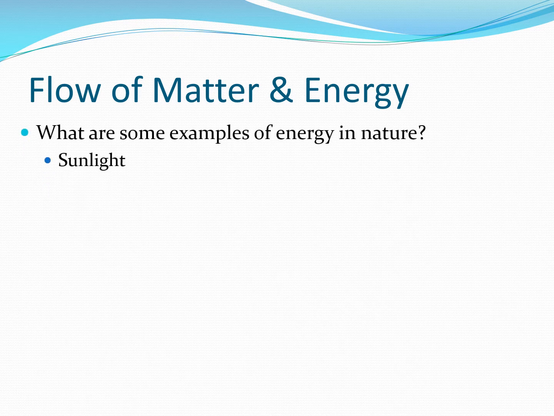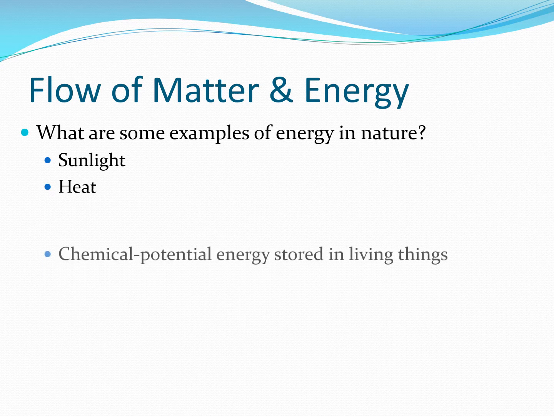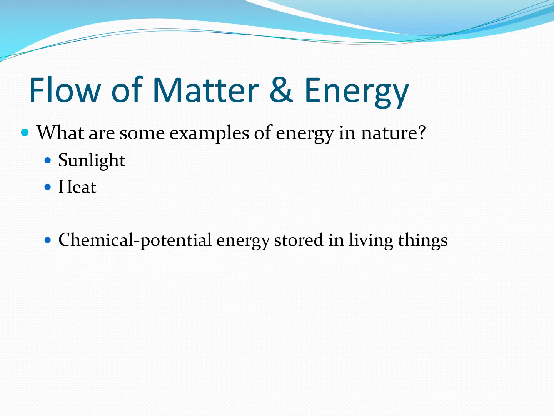Energy in nature, right? Sunlight, heat. These are ones that kind of fall into the purview of AP Environmental Science. Sunlight and heat are kinetic energy, and then there's potential energy, or what we call chemical potential energy, stored in glucose, or carbohydrates or fats. We call that chemical potential energy. So those are kinds of energy we'll be focused on.